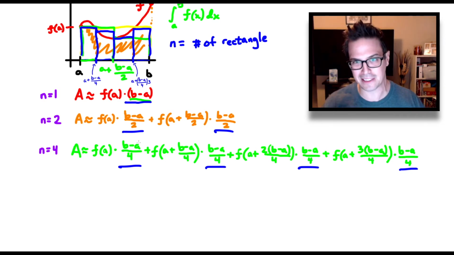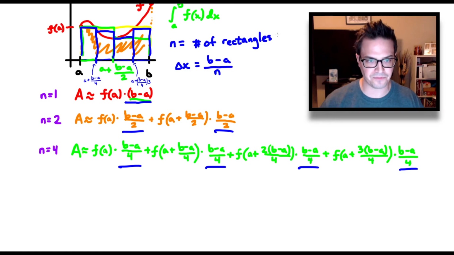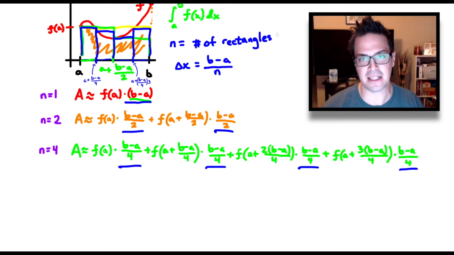So what I'm going to do is define what that value is. We're going to call it delta x, and it's basically just going to be equal to b minus a all over n, n being the number of rectangles, as it says right here. Okay, so what makes it simpler is we can just use delta x from now on rather than writing that b minus a.